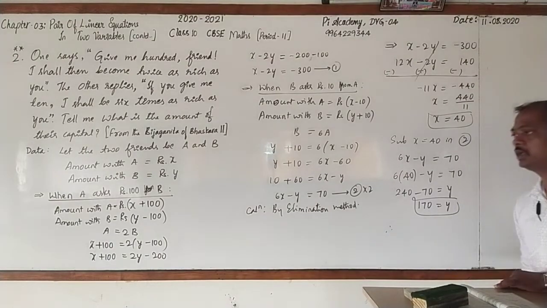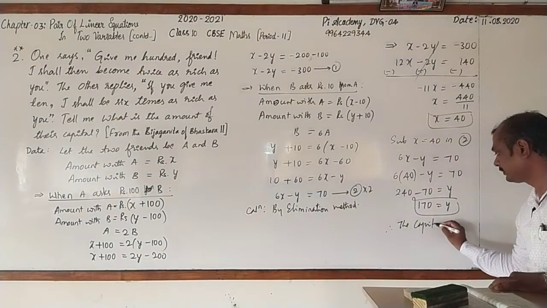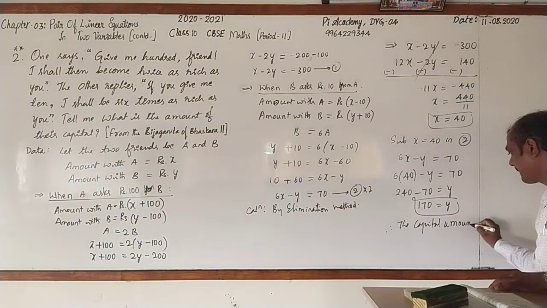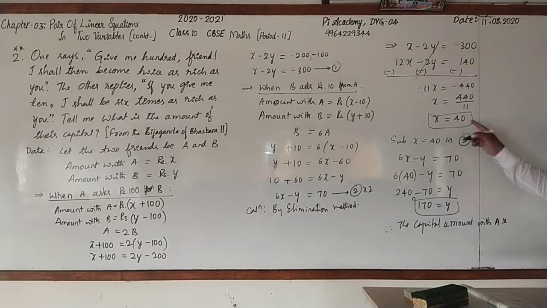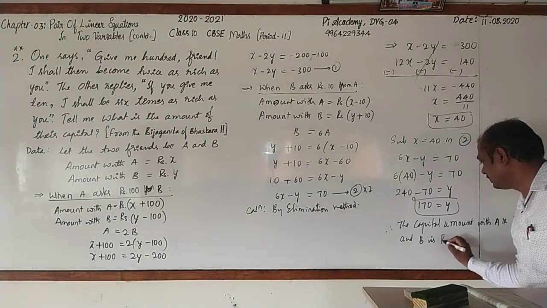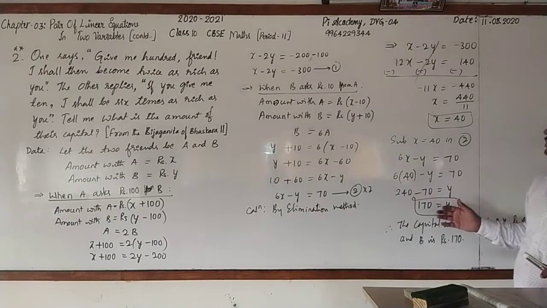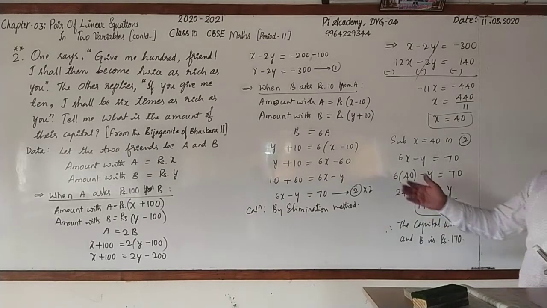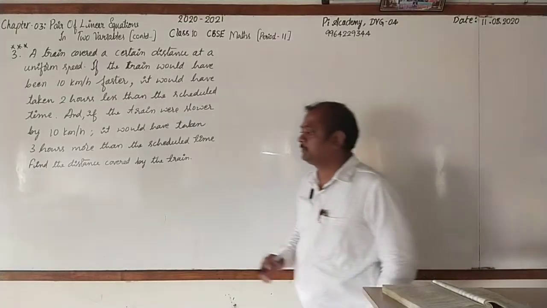So therefore you can write the capital amount with A is rupees 40 and B is rupees 170. Clear? Yes. Hope that you might have copied with me. If not, once you go for writing from there to here. Please go through the statement.